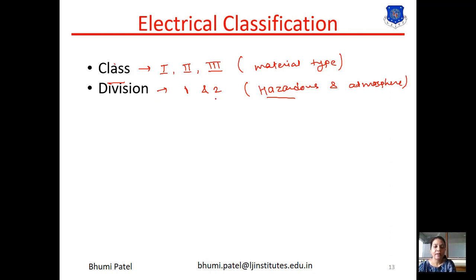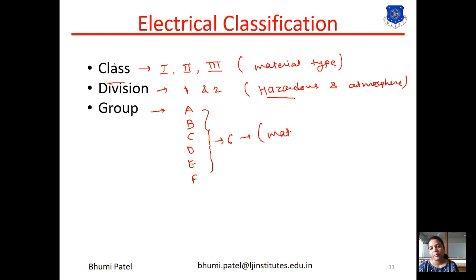And the third electrical classification is group. Group is divided into group A, group B, group C, group D, group E and group F. So group is divided into 6 groups, group A to group F, and this division depends upon the material properties. Depending on which type of material property is used in the particular instrument, we can divide the group into 6 parts.